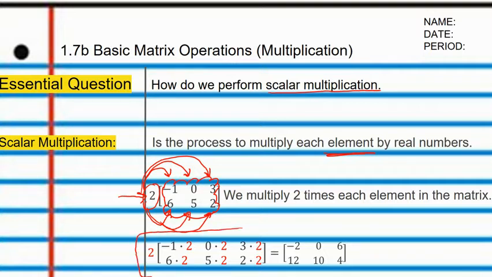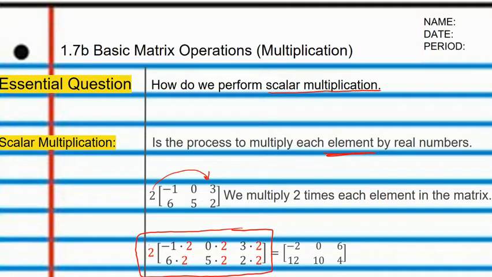This is what it looks like when you apply this process on paper. You should be following these steps on paper. 2 is multiplied by the -1 that you see above. 2 is being multiplied by 0. 2 is being multiplied by 3. And we follow this process for each element or each value inside the matrix.